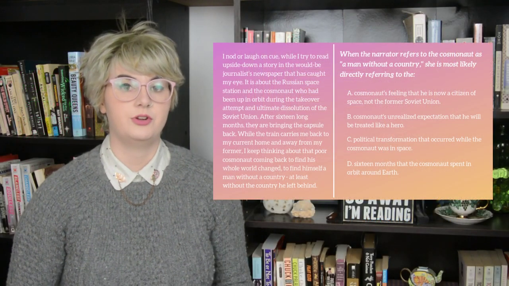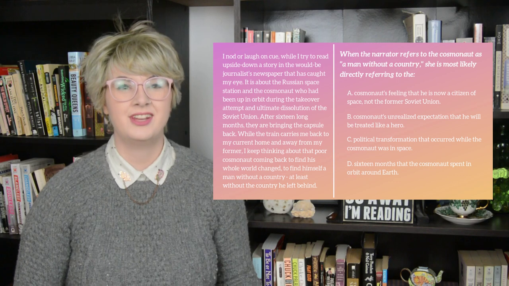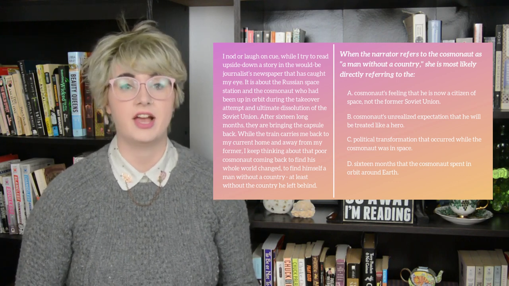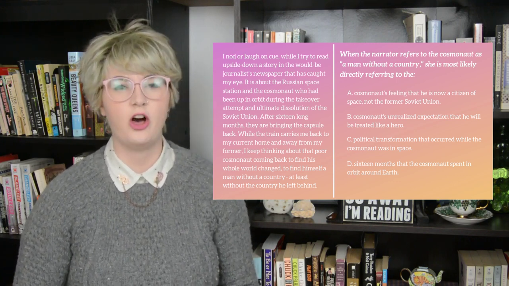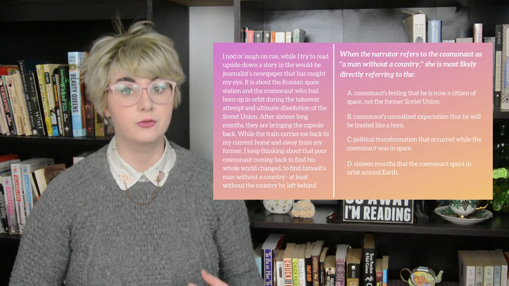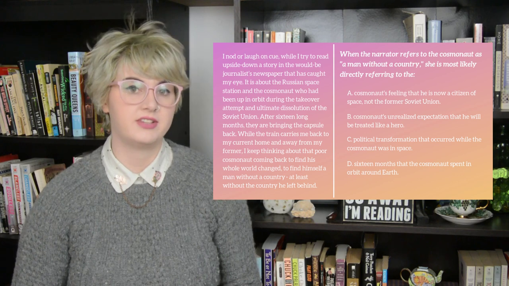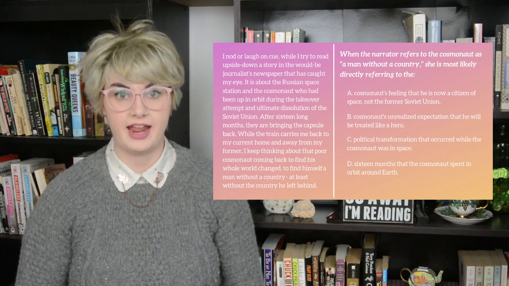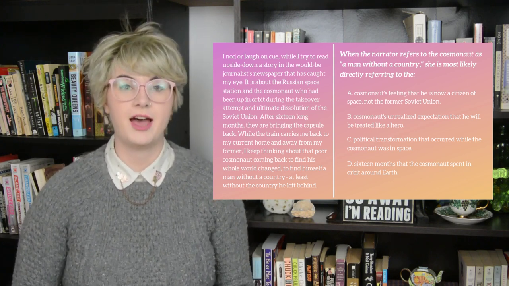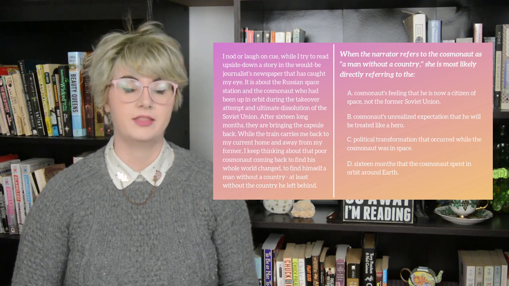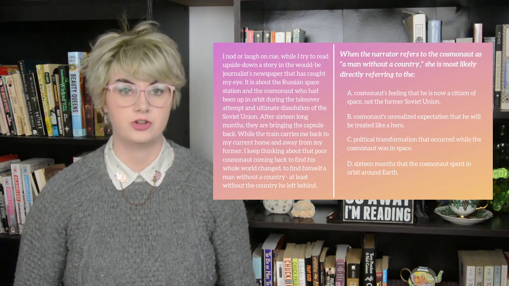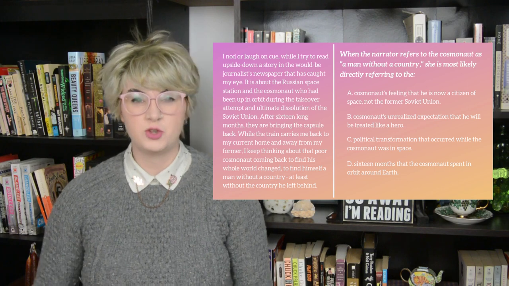So as you can see when you're looking at those answers, there's none of them that immediately stand out as being incorrect. They all have some degree of plausibility about them. So we're going to go step by step through them. The first answer, A, suggests that it is the amount of time that the cosmonaut has spent in space that makes him feel like a man without a country. From reading the passage, we know that this could be true.